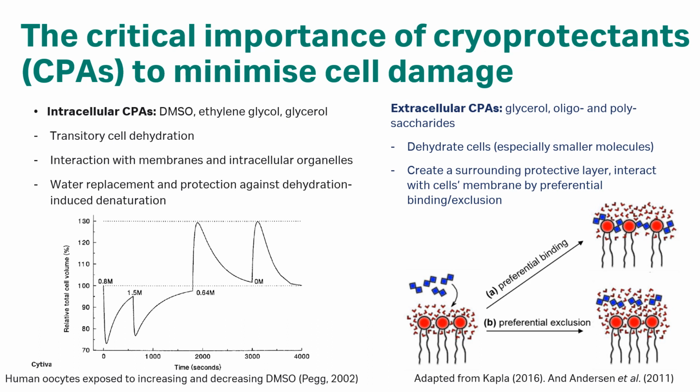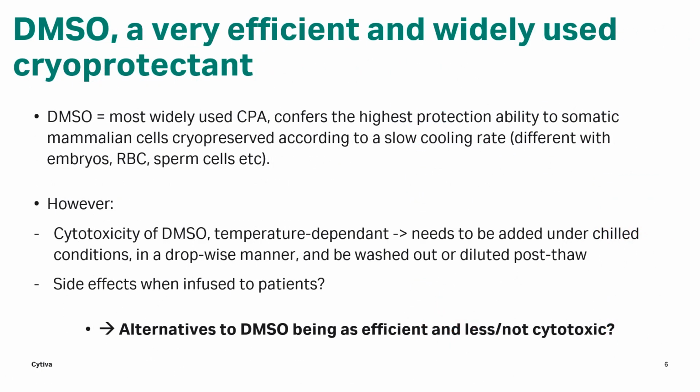On the other side, we have extracellular CPAs. These include glycerol at lower temperatures as well as sugars. They help by dehydrating cells and so reduce the chances of intracellular ice, and can also provide a protective layer around cell membranes by preferential binding and exclusion. Of course, the most common of the cryoprotectants is DMSO, which has been used since its cryoprotective abilities were discovered by Lovelock in the 1950s.